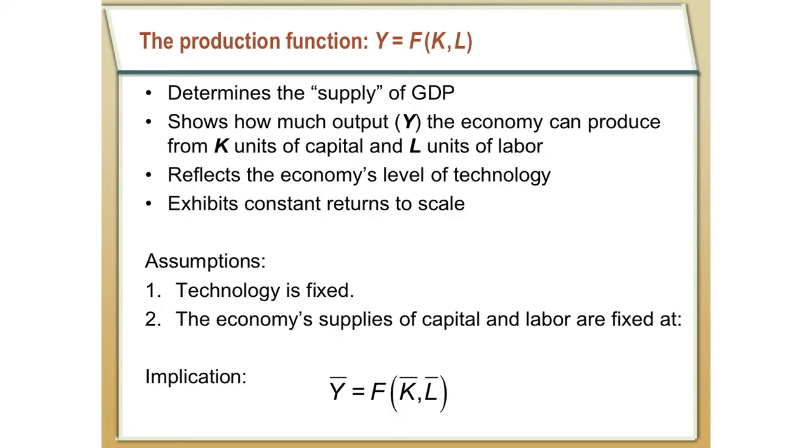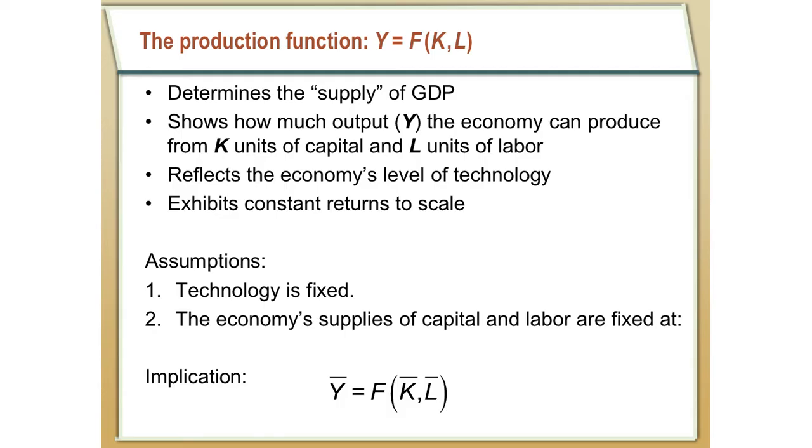We are going to assume that the supplies of capital and labor are also fixed. When we say fixed, we use this little notation here, the little bar over the variables. This is read K bar, L bar, and Y bar. K bar just means that there is a fixed quantity of capital. L bar means there is a fixed quantity of labor.